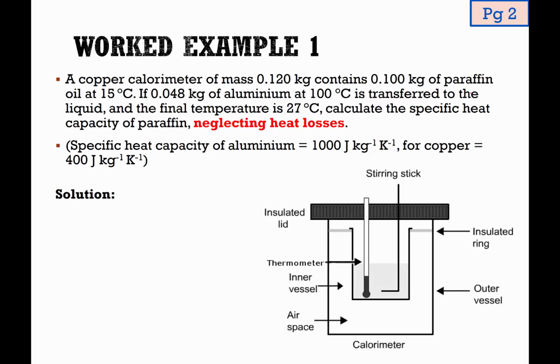We here have a copper calorimeter of mass 0.12 kg containing 0.1 kg of paraffin oil at 15 degrees Celsius. So first and foremost, if you do not quite know what a calorimeter is, it is basically this diagram here. For a calorimeter, the key thing is that you are supposed to assume that it is insulated and there should be no heat exchange between the paraffin here and the external environment. So we have here the calorimeter having a mass of 0.12 kg, and inside the calorimeter, we have 0.1 kg of paraffin. And then we are going to put some hot aluminum into the paraffin, and finally you are required to calculate the specific heat capacity of the paraffin.